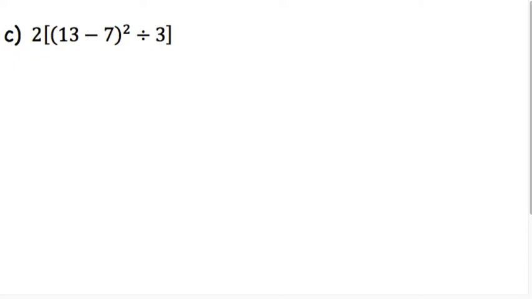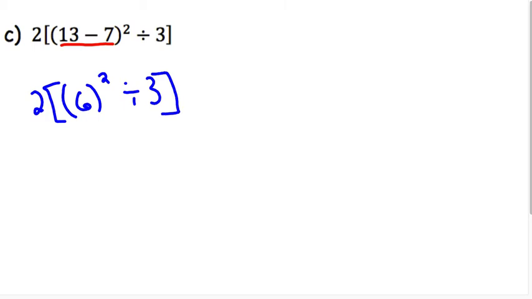C, now we're bringing in some parentheses and brackets here. So when you see this, there's a set of brackets here, and then there's a set of parentheses. We always start on the inside and work our way out. So our first step is that 13 minus 7. So I'm going to bring down the 2, bracket, parenthesis, 13 minus 7 is 6, squared divided by 3, close the bracket.